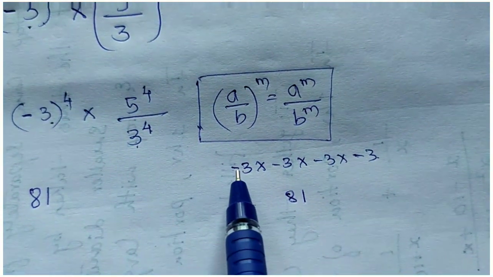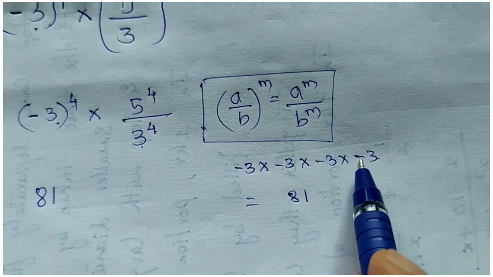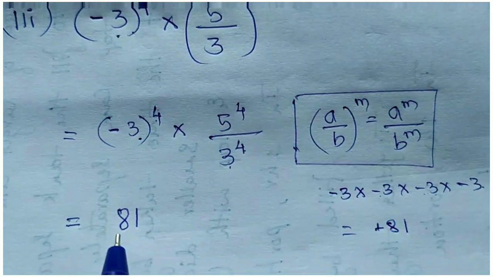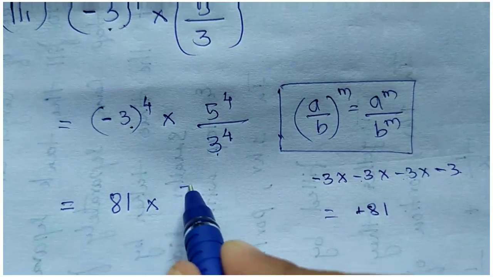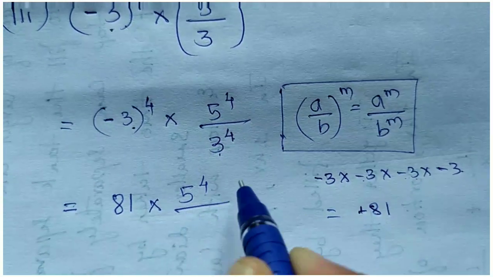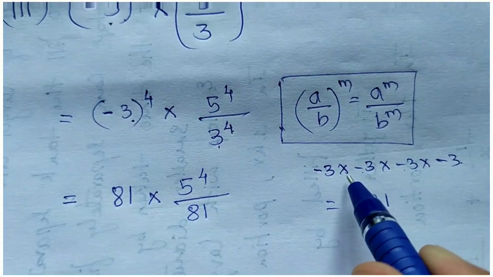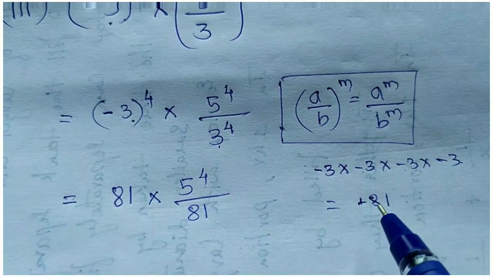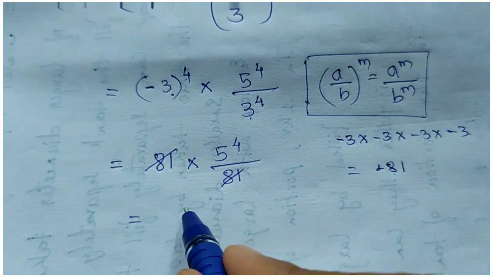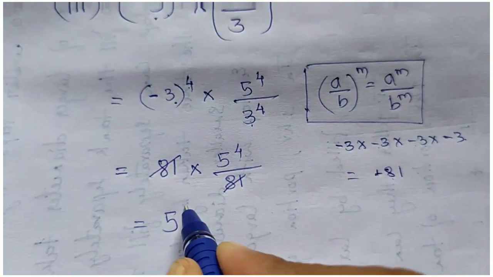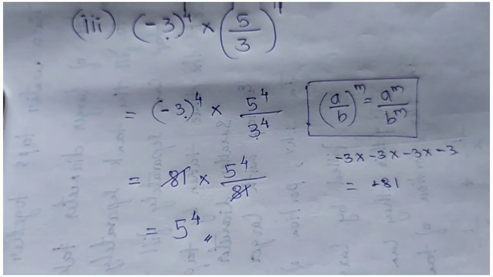Okay, now minus into minus is plus, plus into minus is minus, minus into minus is again plus. So here we got plus 81 into 5 to the power 4 divided by 3 to the power 4. That is also 81, because if you multiply 3 four times you will get 81. So 81 and 81 get cancelled, cross division. So here we got 5 to the power 4. So this is our final answer.